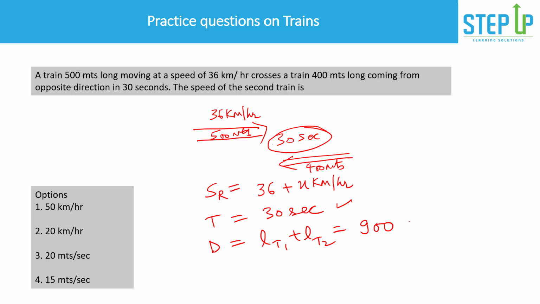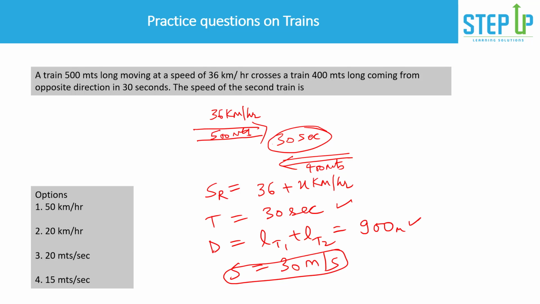Distance is given, time is given. Can't we calculate the speed? This would be distance upon time. This is 30 meters per second, right? Because this is in seconds and this is in meters. So 30 meters per second, very, very easy, right?